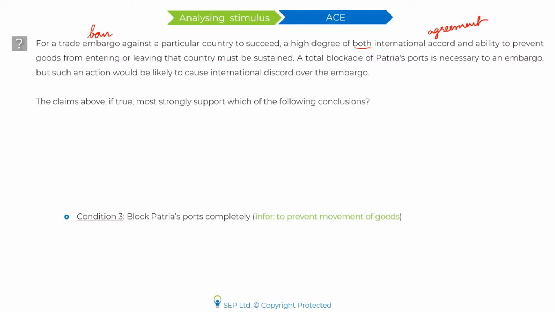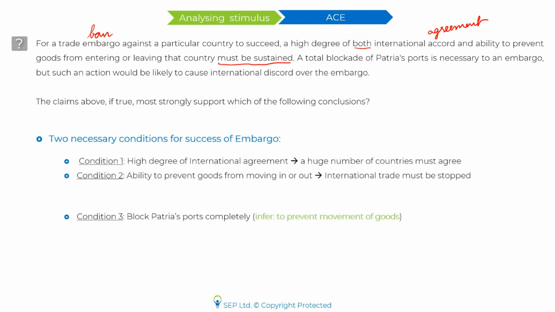The "must be sustained" tells us there are two necessary conditions. What are those two conditions? High degree of international agreement. Who needs to agree internationally? A huge number of countries must be in agreement, in consensus. Condition two, there should be an ability to prevent goods from moving in or out, which means international trade for that country must totally be stopped.